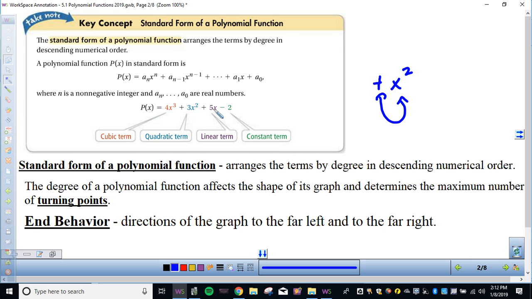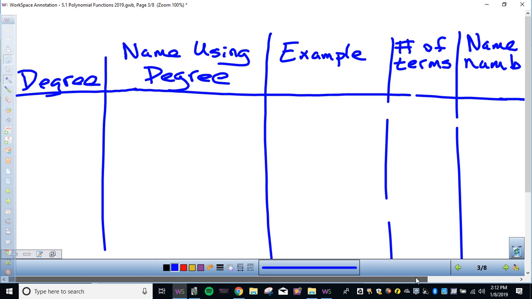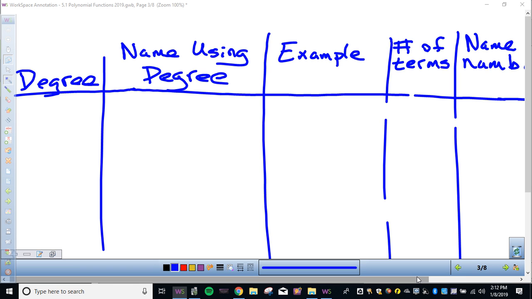Okay, we good? Okay, you got to write the headings, make the chart, write all the headings. So degree is first, and then I'll scroll it to the right eventually once you start writing that stuff.